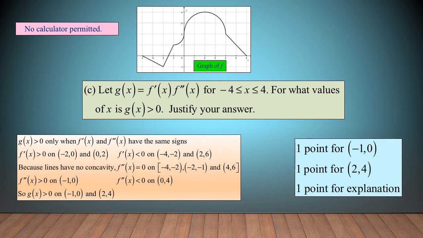For points, we get 1 point for the interval -1 to 0, 1 point for the interval 2 to 4, and 1 point for the justification.